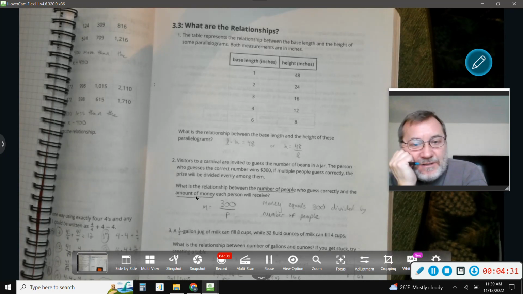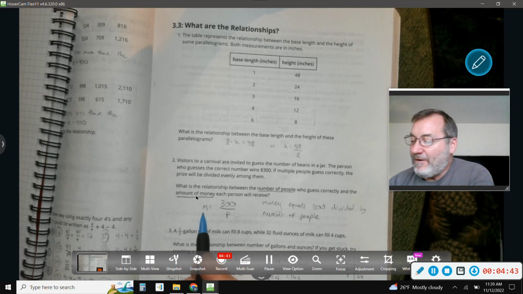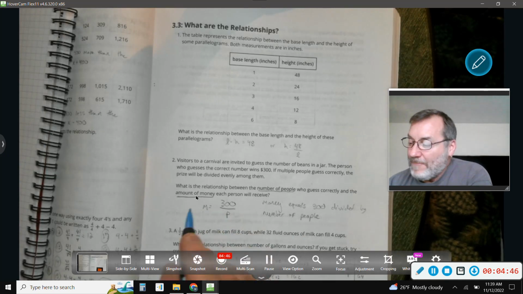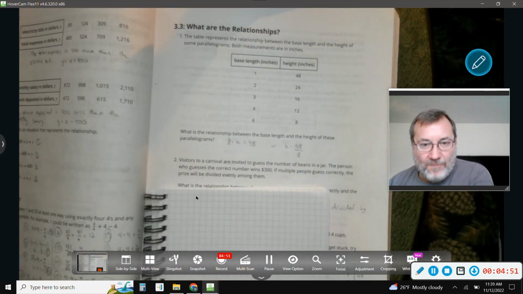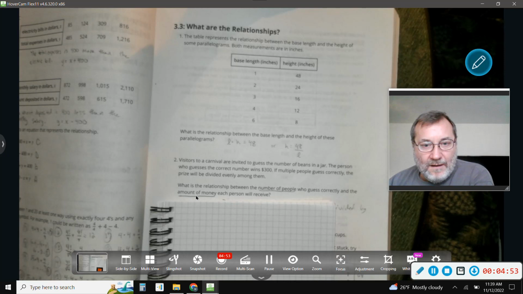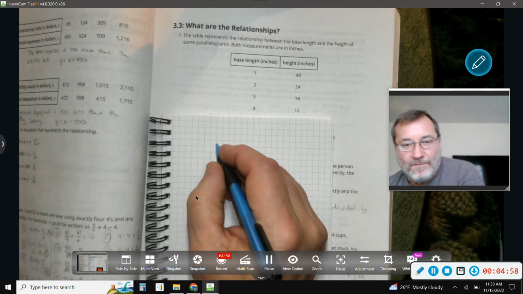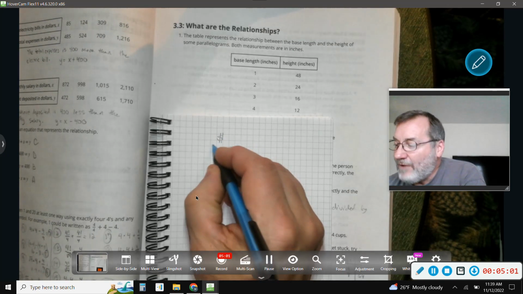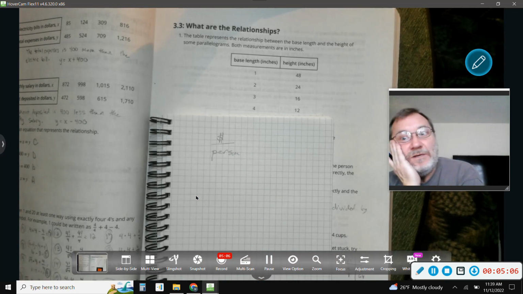What is the relationship between the number of people who guess correctly and the amount of money each person receives? Well, it's pretty straightforward. If you want to figure out how many dollars everybody's going to get, let's look at this from the standpoint of units. Essentially, what they're asking for is how much money each person would receive. What's the units that they're asking for? They're asking for how many dollars per person. That's the units that they're looking for.